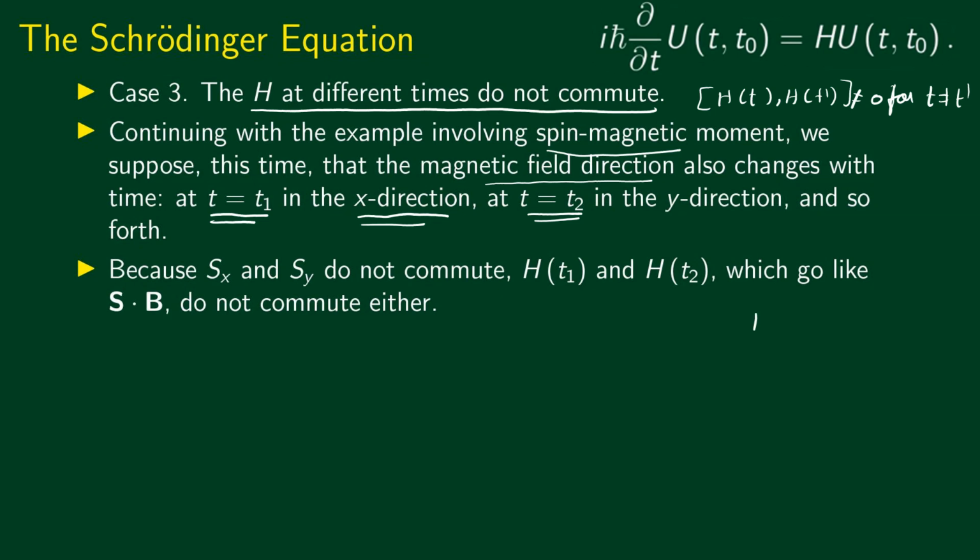In such a case, the interaction Hamiltonian goes like S vector dot B vector. Now let's say that initially B vector is along the x direction, and then S vector dot B vector would go like Sx. At a later time, if the B vector changes to the y direction, then S vector dot B vector would go like Sy, and Sx and Sy do not commute, as we have already seen. So this would be a case where the Hamiltonian at different times do not commute. Because Sx and Sy do not commute, H(t1) and H(t2), which go like S vector dot B vector, do not commute either.